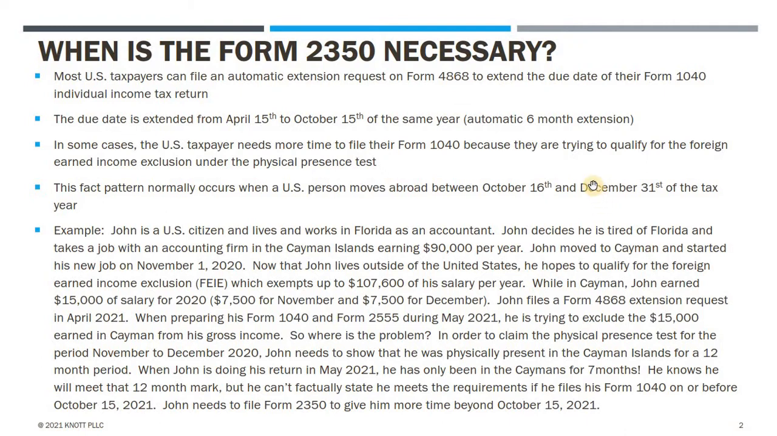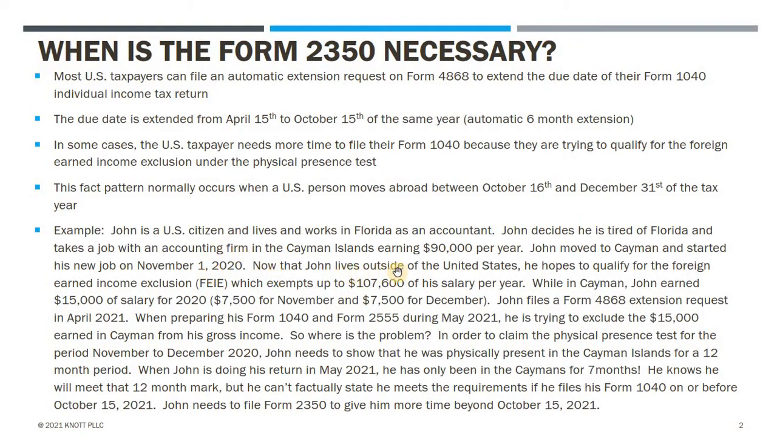So in this example, let's look at John here. So John is a U.S. citizen and he lives and works in Florida as an accountant. John decides that he's tired of Florida and he's going to take a job with an accounting firm in the Cayman Islands, right? And his salary is going to be $90,000 a year, so he's making $7,500 a month. He moves to Cayman and he starts his new job on November 1st, 2020. Okay, November 1st, 2020. Remember that date.